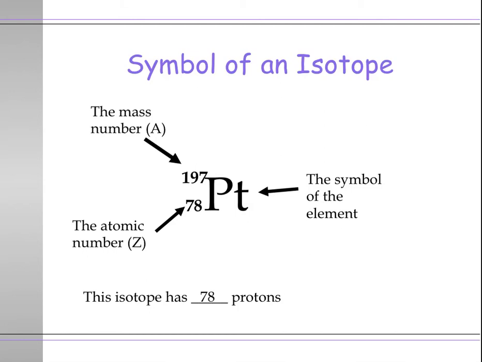So this isotope has 78 protons. Remember that the atomic number is equal to the number of protons. And to figure out the neutrons, we subtract the atomic number from the mass number, and we get 119 neutrons. Our next video will also be talking about this, so that just gives you an idea of where we're headed with some of the atom ideas for math.